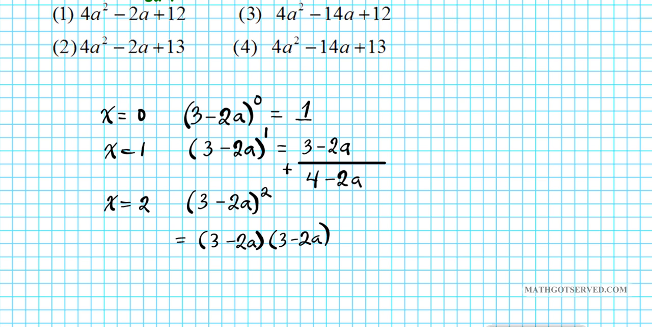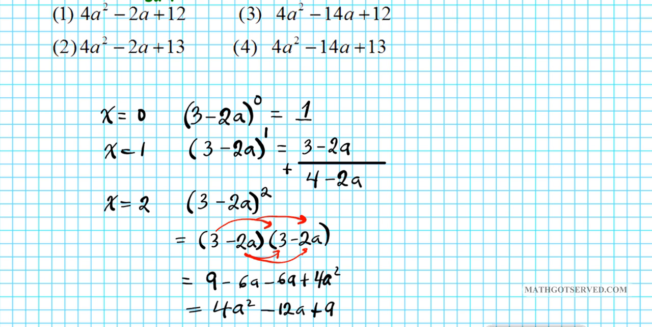All right, so let's FOIL this out. If we FOIL this out first, outer, inner, and then last. Remember, we're still dealing with x equals 2. So if we do that, we have 9 minus 6a minus 6a plus, don't forget, minus times minus is plus, plus 4a squared. So that's 4a squared minus 12a plus 9 in standard form.